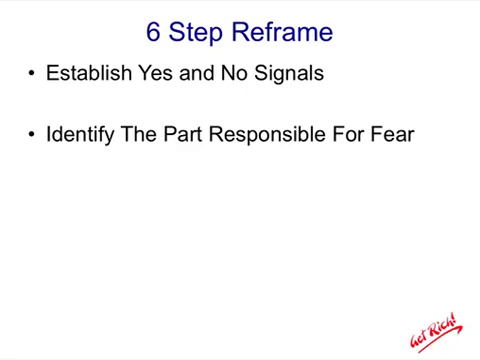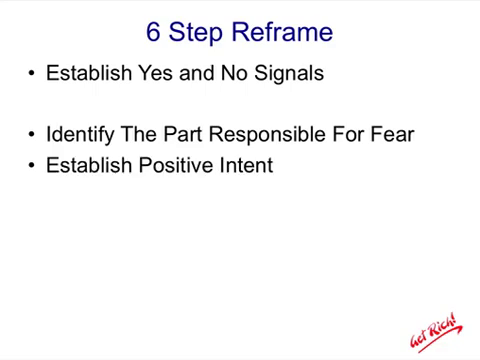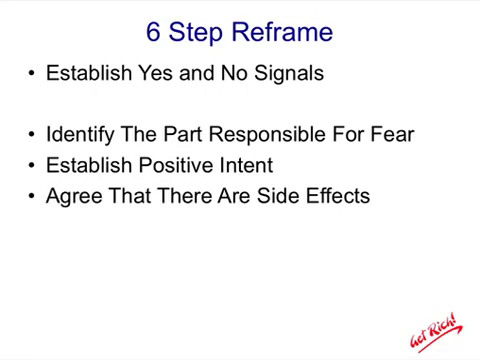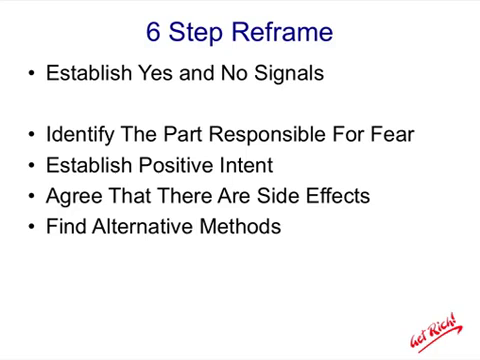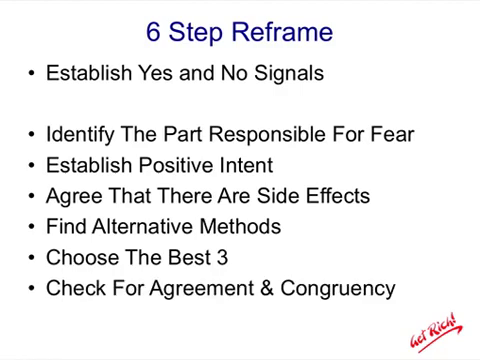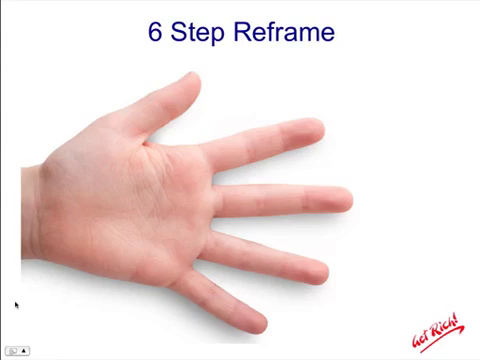The first step of the 6-step reframe is to identify the part of the brain that's responsible for the fear response. We then establish that that part of the brain actually had a positive intent behind that fear response, but we do agree that there are side effects to that fear response. All this will become clear in a second. We then find alternative methods to keep the positive intent, to keep you safe, but also not to have the negative fear side effects, that horrible sinking feeling in your stomach, the anxiety, the adrenaline rush, that type of thing. We're then going to choose the best 3 alternative methods. We're then going to check that part of the brain is happy with those methods, and we're going to check with other parts of our personality that they're happy too. But this is going to become clear when I run through the technique with you.